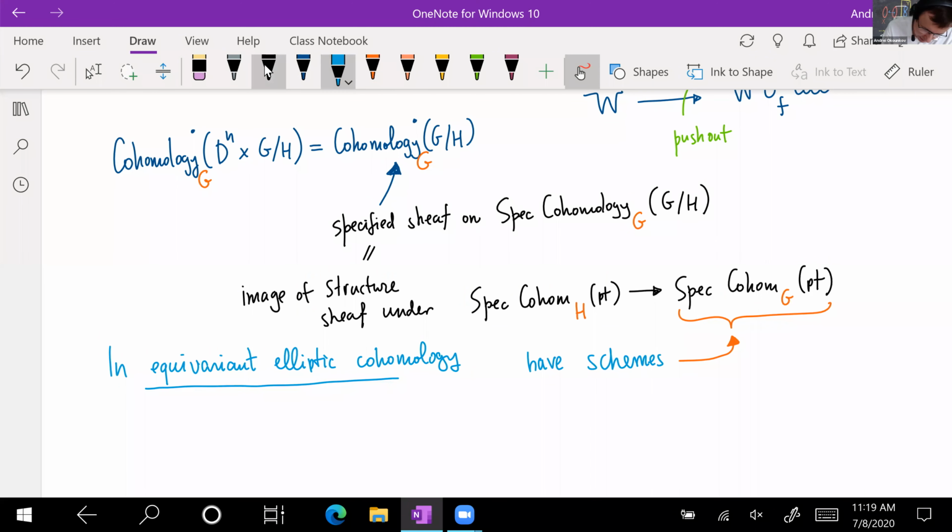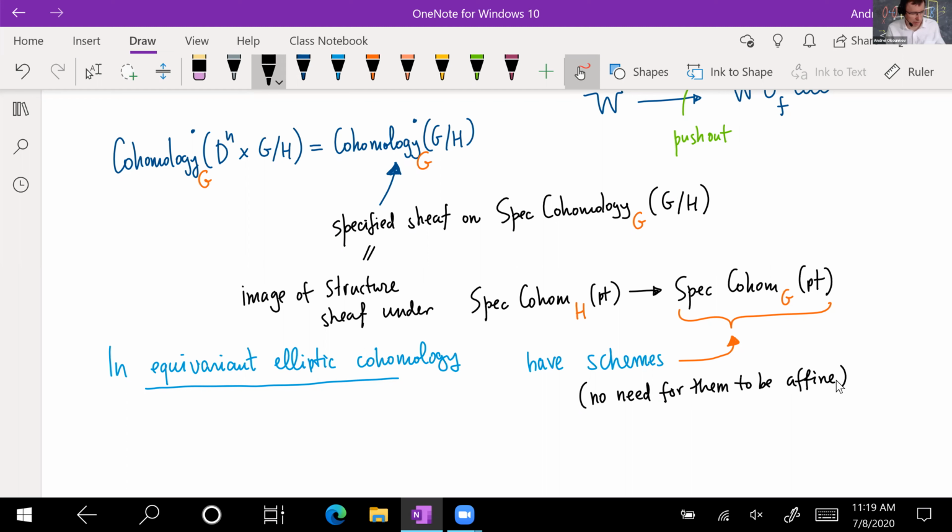We don't need, there's no need for them to be affine. If we state it like this, we're just computing with sheaves on some scheme, and there's no need for this scheme to be affine, right?